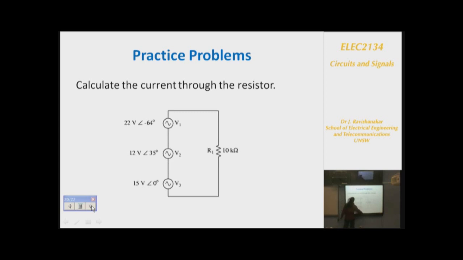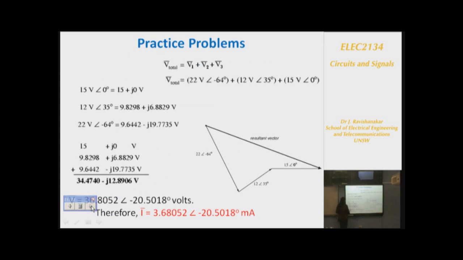Now just a simple resistive circuit. We have here three different voltages at various magnitudes and angles. Now it is passing through 10 ohms. Now we have to find out the current through the resistor. How will you find? You have to add all these voltages, and the current will be this voltage divided by the resistor value.